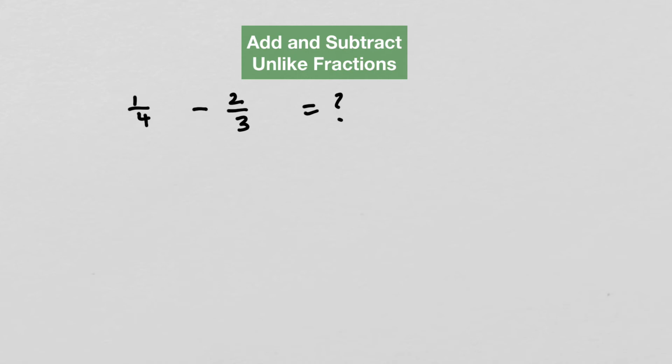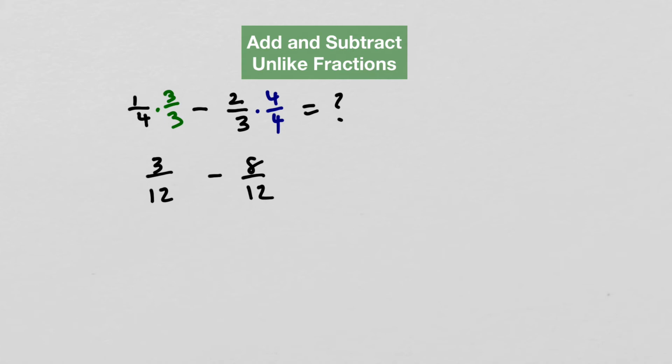So we multiply the first fraction by 3/3, and the second fraction by 4/4. Okay, we multiply that out, and we get 3/12 minus 8/12.